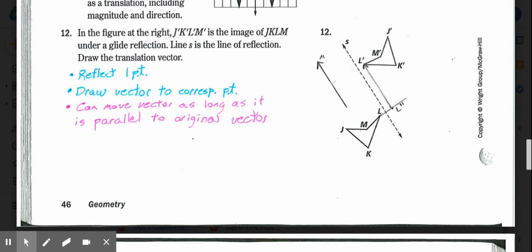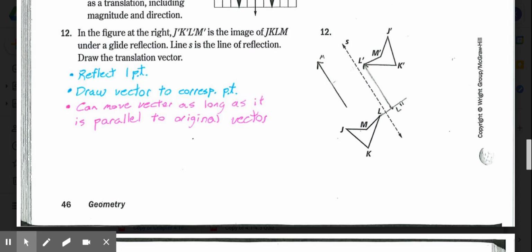The thing you want to do first is choose any one point off of JKLM to reflect. So I reflected L over here, and that became, in this case, L double prime, because L prime's right here. Then from L double prime, I draw a ray starting at L double prime going to L prime. Put your tip at the end of that, and L double prime to L prime is your vector.